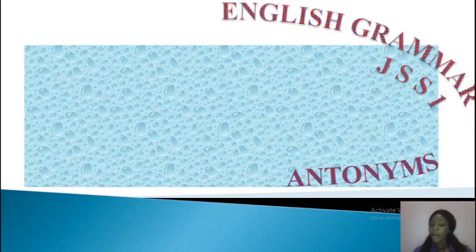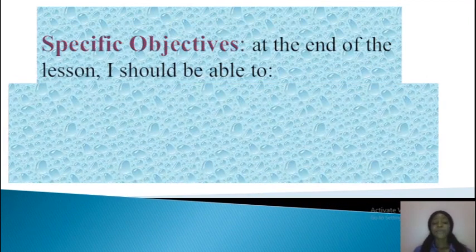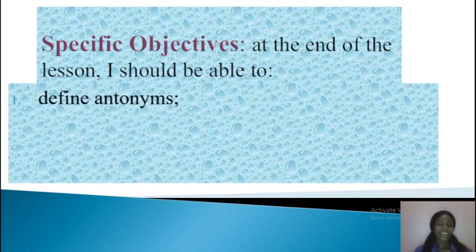Yes, so let us go over to the specific objectives, the things that you should be able to do at the end of the lesson. You're going to be repeating the specific objectives after me. Number one says that you should be able to define antonyms. Now repeat after me. Say, I should be able to define antonyms. Yes, that is what you should be able to do.